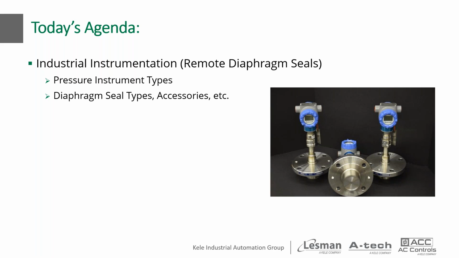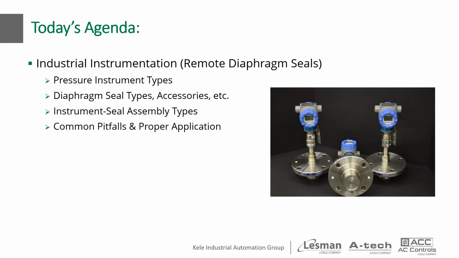We'll look at an overview of diaphragm seal types, common accessories, and the anatomy of a diaphragm seal. We'll look at some instrument seal assembly types. And finally, we'll talk briefly about common errors and pitfalls we most commonly see and the problems that they present. And then we'll discuss proper application and the critical information you'll need in hand when you come to us requesting a seal instrument solution.